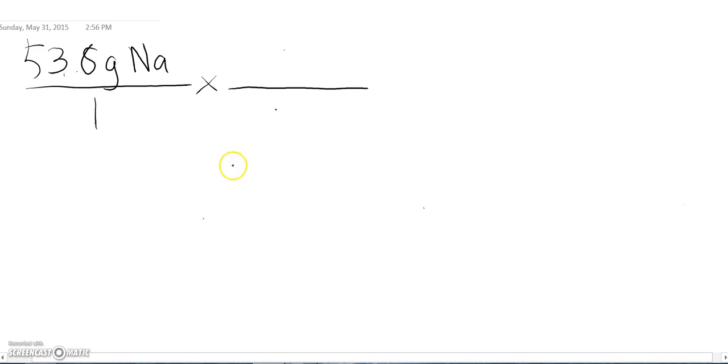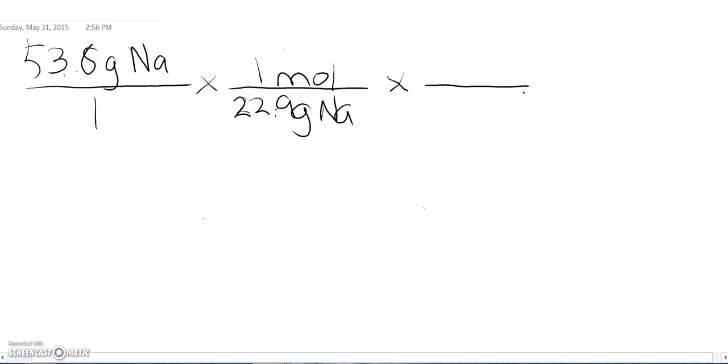So let's say we're given 53.8 grams of sodium. It's always over 1. We're going to want to convert to moles first. So we're going to use our molar mass conversion factor, which was 22.9 grams of sodium per 1 mole. And remember, we get this molar mass off of the periodic table. The next conversion factor we're going to want to add in is the moles to volume conversion factor, which was 22.4 liters over 1 mole.